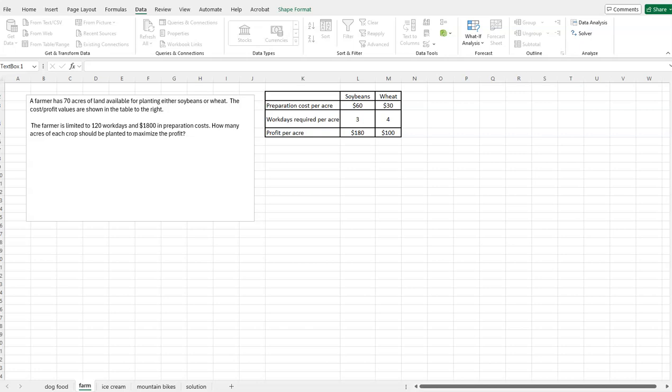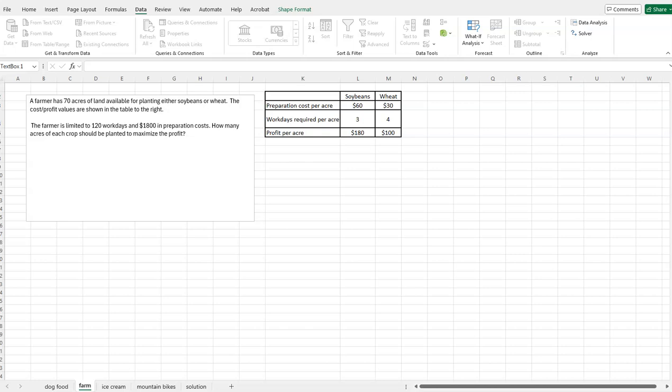Now presenting my second example of setting up a linear program. So let's see, we have a farmer who has 70 acres of land available. He's planting soybeans or wheat. And lots of information in the table at the right. We've got preparation costs per acre of each of these, soybeans and wheat, the work days required per acre, and the profit per acre. So let's look back to the left again.